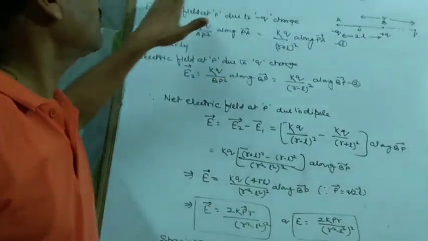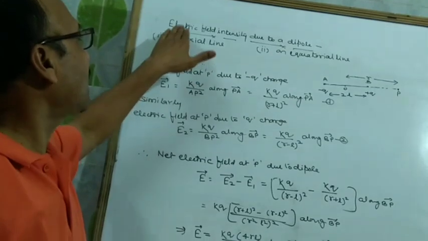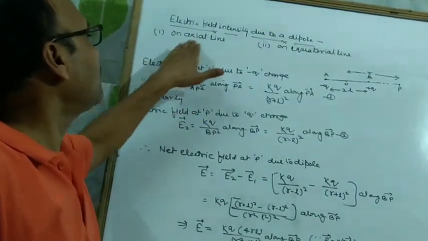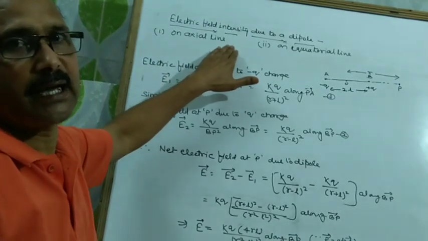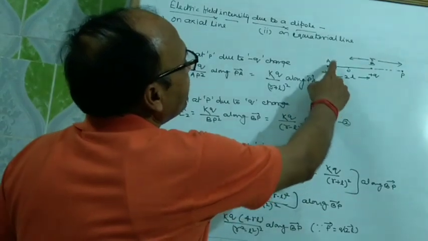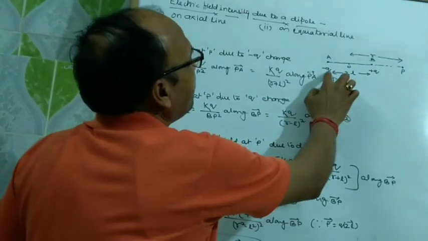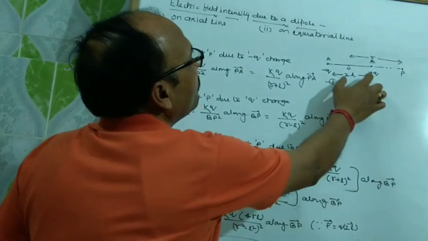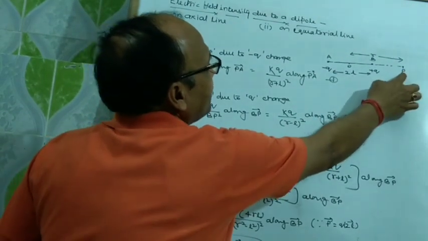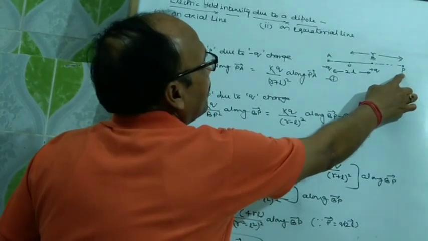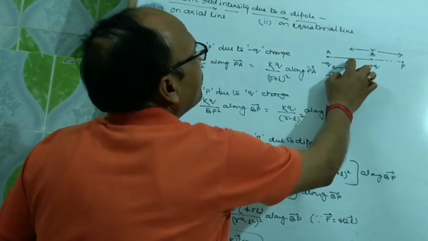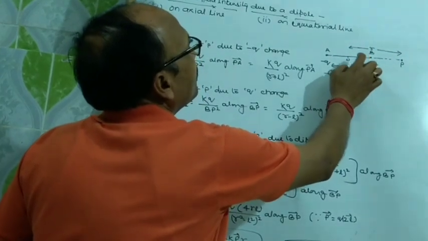So first of all we are discussing the electric field intensity due to an electric dipole at any point on the axial line. In this case we are taking an electric dipole consisting of two charges minus q and plus q, which are separated by a small distance 2l. P is the point of observation on the axial line at distance small r from the center of the dipole.